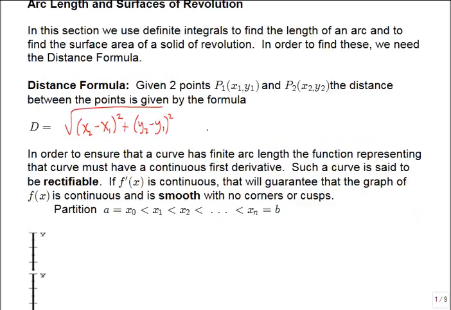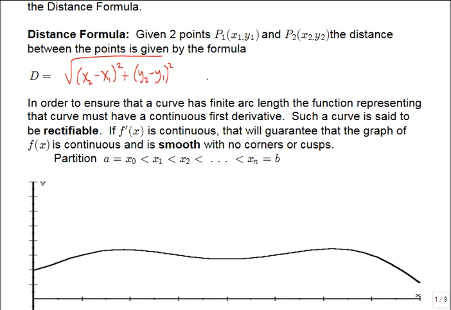Now, in order to ensure that a curve has finite arc length, the function representing that curve must have a continuous first derivative. Such a curve is called rectifiable. And if f prime of x is continuous, that will guarantee that the graph of f of x is continuous and is smooth with no corners or cusps.